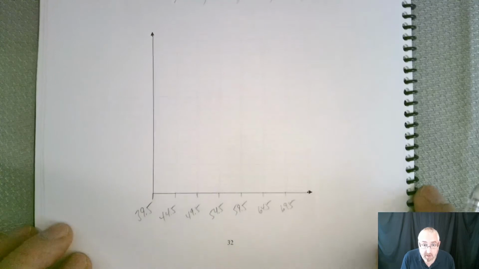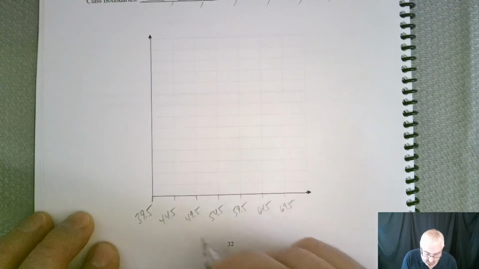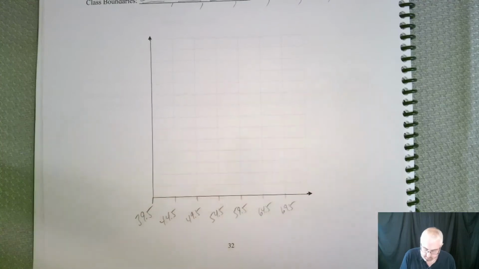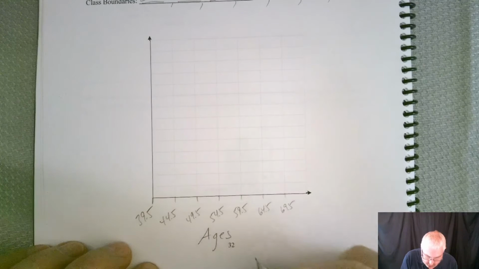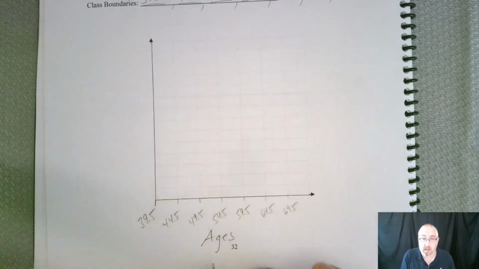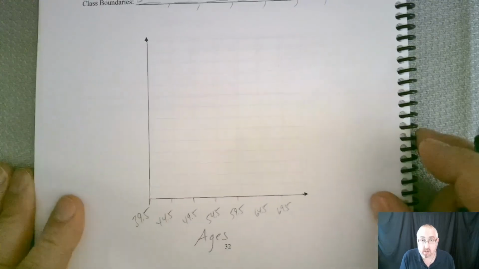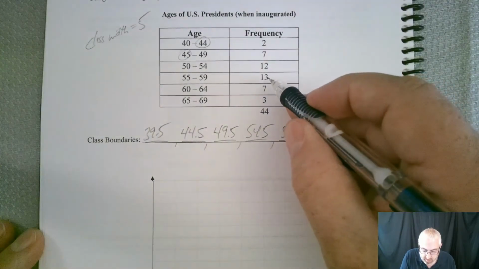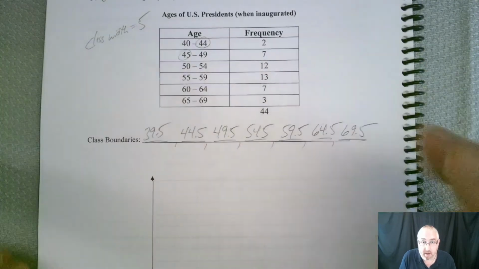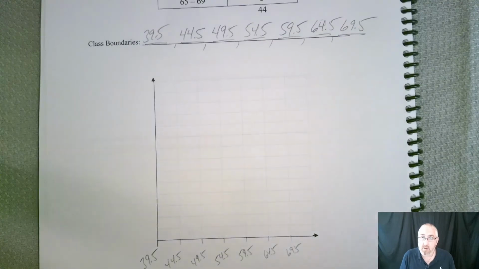And now the other thing that I'm always a nerd about is labels. So remember, this is going to be your ages. And so that's going to be your label for the bottom. Now on the vertical side, remember, is our frequency. So let's go back and take a look. Our highest frequency was 13, so we want to make sure we at least get up to there. Now, depending on what's provided for you, you might have to scale it. So you might have to go by 2s or by 3s or something like that.